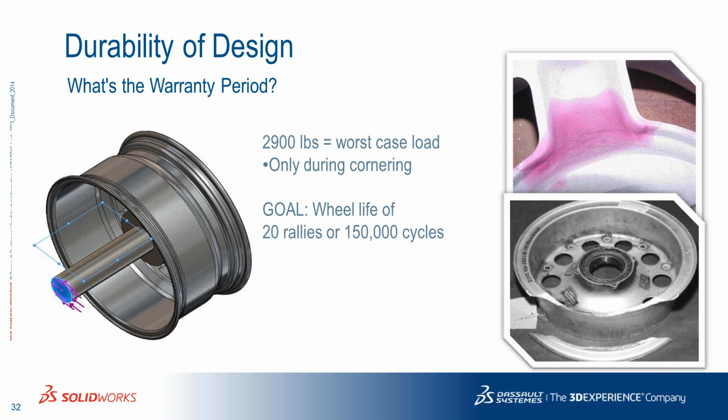So before we took a dive into that type of analysis, a couple of things that we wanted to make sure of was the loading. So 2,900 pounds was the worst case scenario of loading. And this again happens only during a cornering situation. So this load is typically coming on and off multiple times on this particular wheel rim. And the goal was 20 rallies minimum without any issues, which translates into 150,000 cycles of repetitive loading and unloading of this 2,900-pound load on the axle.